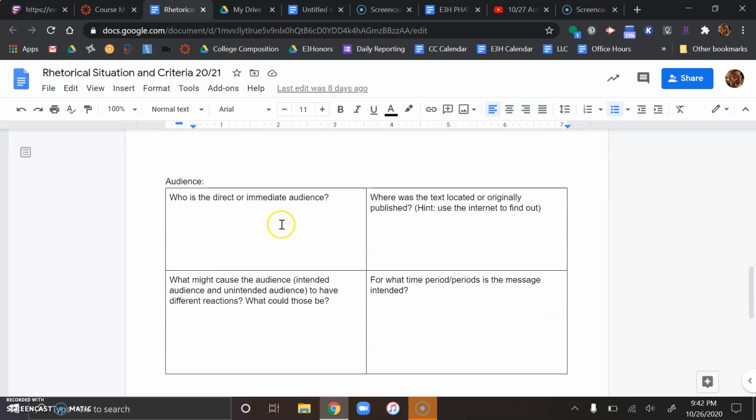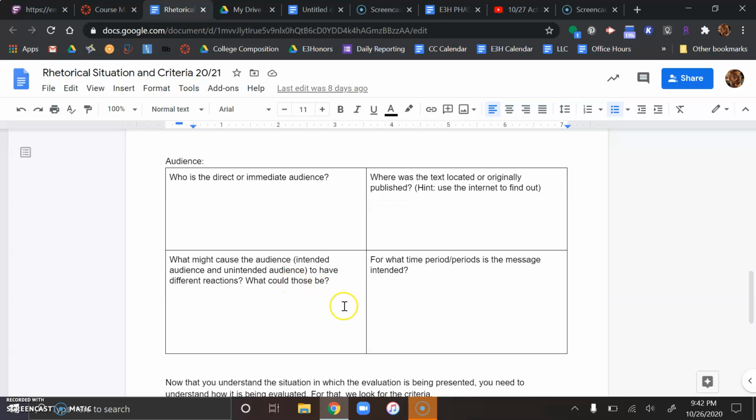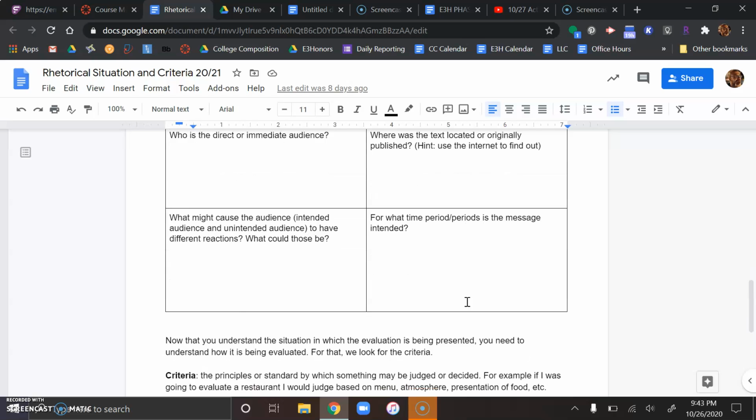Lastly, who is the audience? Who is the direct or immediate audience? Who are they 100% trying to target? Where was the text originally published? That might tell you some information. What might cause the audience to have different reactions, so if one group of people read it versus another group of people? And for what time periods is this message intended? So, for example, if you're reading a piece written in the 1800s versus taking that piece written in the 1800s and reading it today.